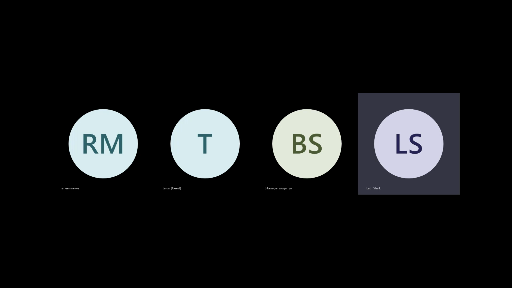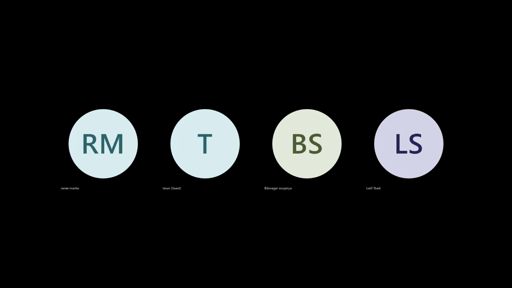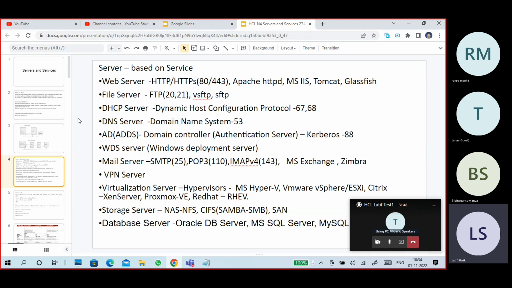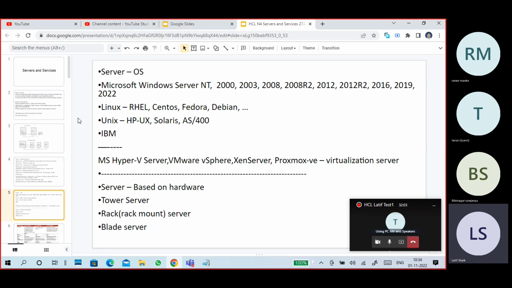And type of servers based on the services. Just a list only: web server, file server, DHCP server, DNS server, WDS server, mail server, database server, storage server. Okay, just servers on the names. Later you can, that is for explanation and information purpose, what a server will do kind of stuff, explanation.